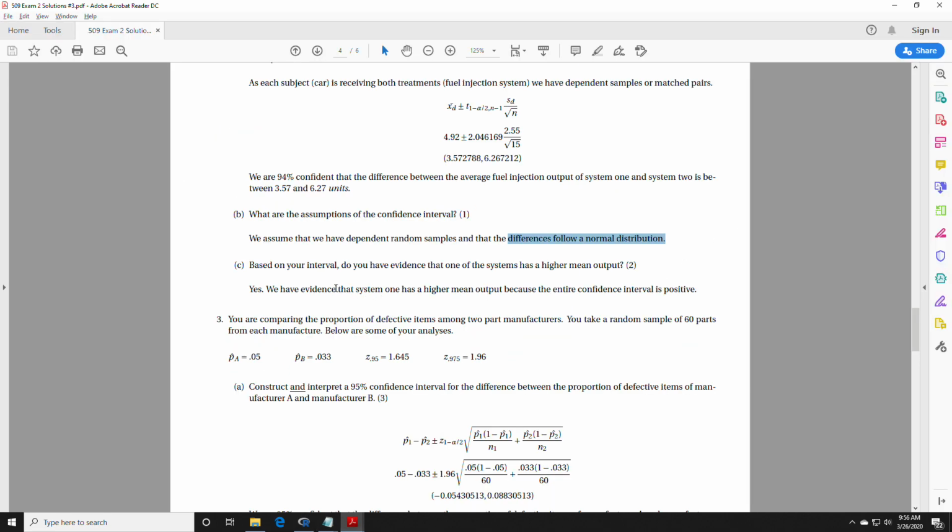All right. And we've already said, yes, we have evidence that system 1 has a higher mean because the entire confidence interval is positive.